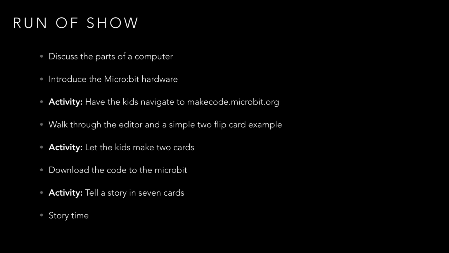The next activity is basically building on the 2 cards and turning it into a 4 to 7 card story. You're going to have the kids tell an animated story in 7 panels. Once they've got that, you do a basic story time, like you'd see in any kind of library setting, where the kids sit around. But in this case, instead of telling some story out of a book, you're telling their stories, which is super cool. You connect the microbits one by one into your computer just to give it power.